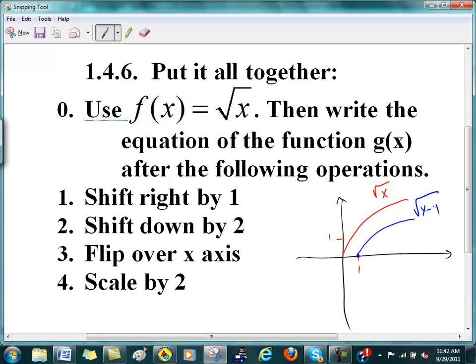When you go to the right, it's counterintuitive. It's negative when you go to the right. Shift down by 2. So you're going to take this function and move it down 2 units. So it's going to look like this. See how I draw these things in different colors and write it right next to the graph? Then it's very obvious as to what's what. What would the black equation be?